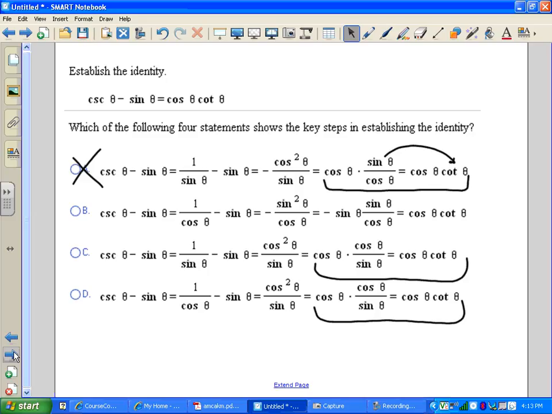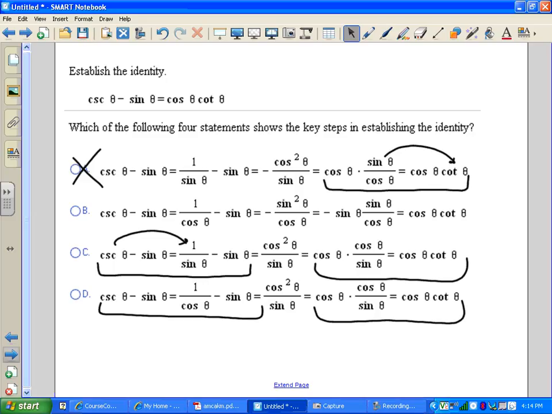Okay, let's look at the first steps now. Okay, so on C, let's see what they're doing here. Let's see if this kind of makes sense here. We've got cosecant of theta minus sine of theta. So cosecant, that makes sense. That could be written as 1 over sine. So that seems okay.